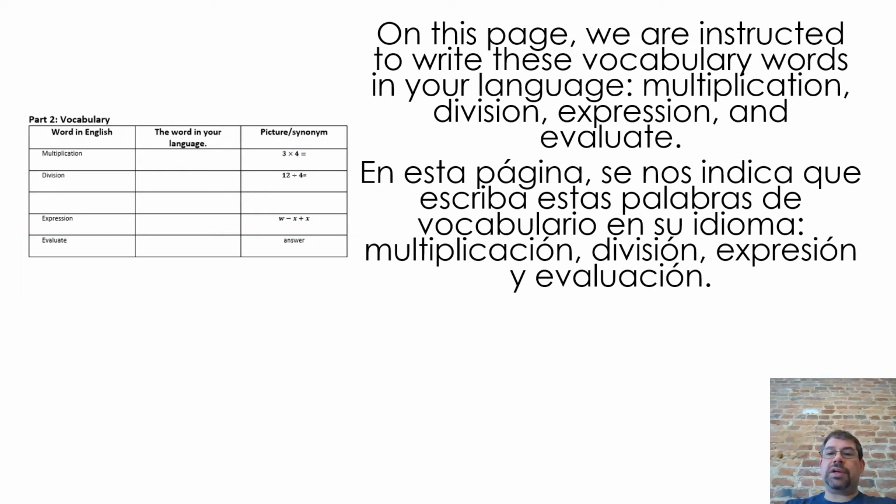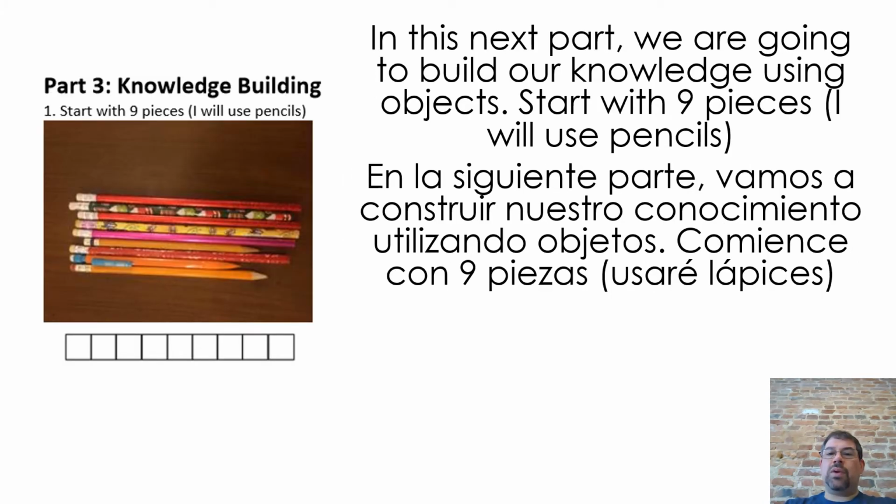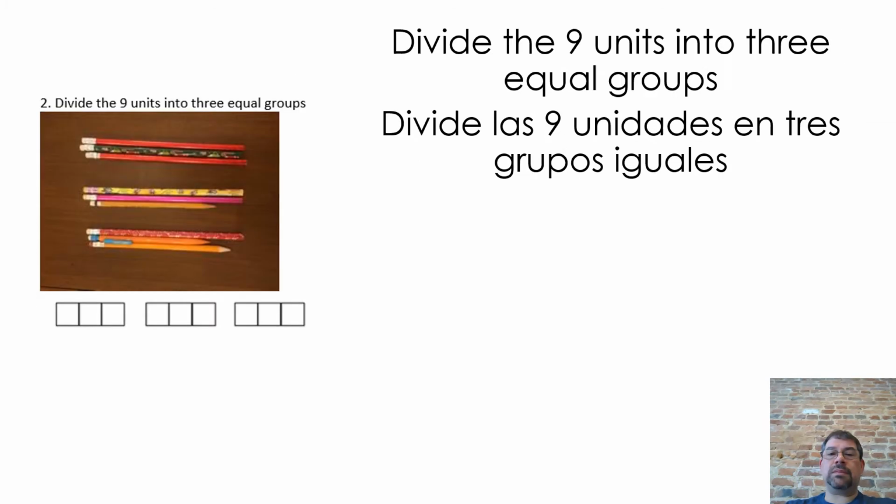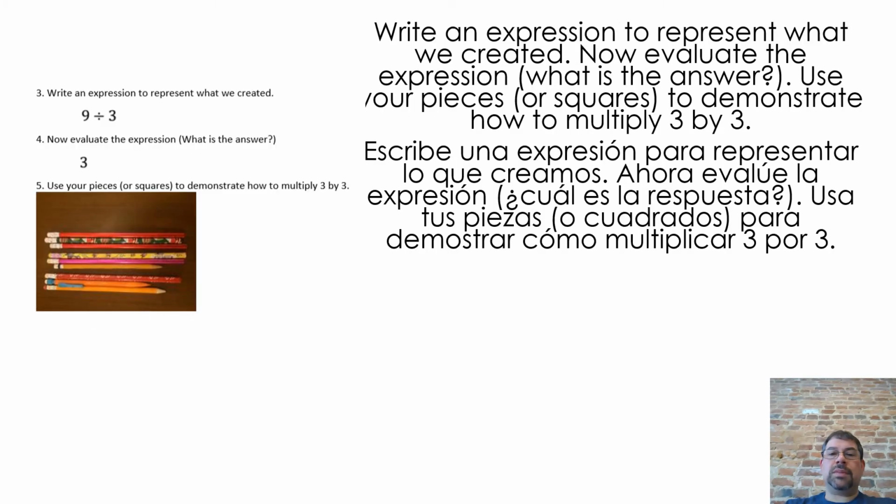On this page, we are instructed to write these vocabulary words in your language: multiplication, division, expression, and evaluate. In this next part, we are going to build our knowledge using objects. Start with 9 pieces. I will use pencils. Divide the 9 units into 3 equal groups. Write an expression to represent what we created. Now evaluate the expression. What is the answer?